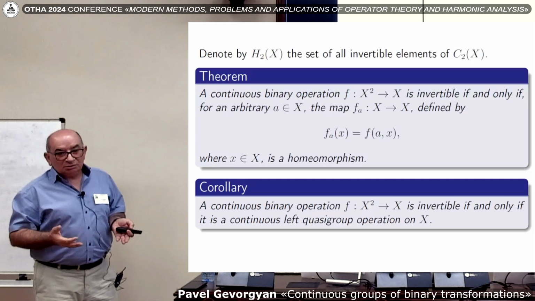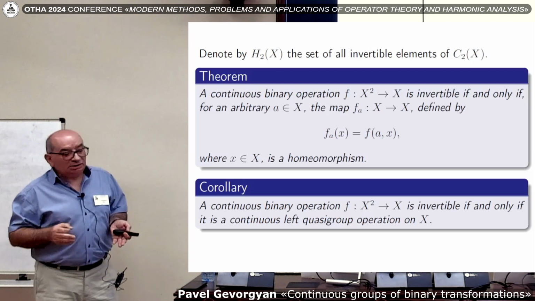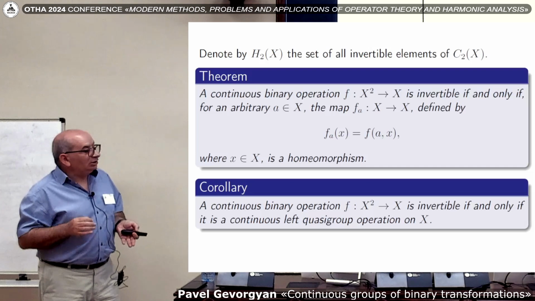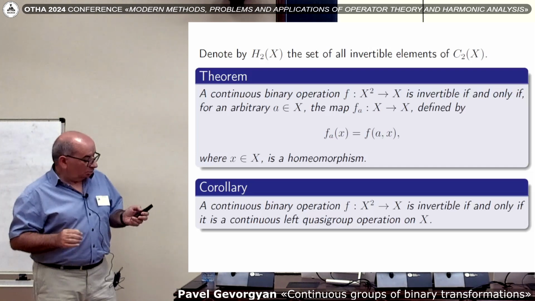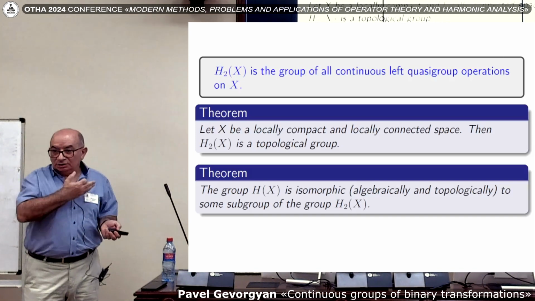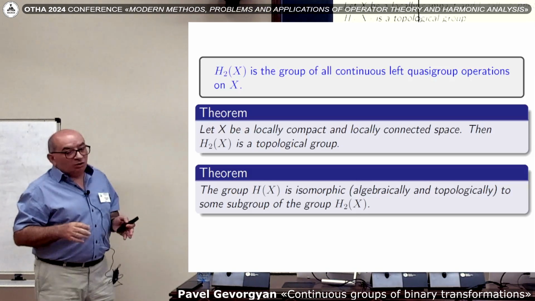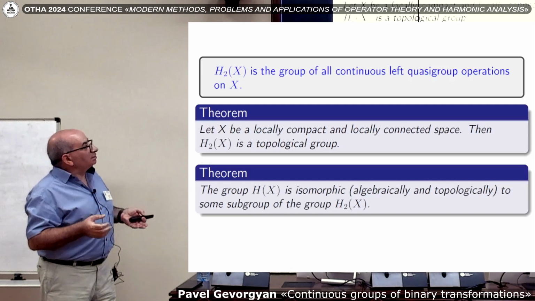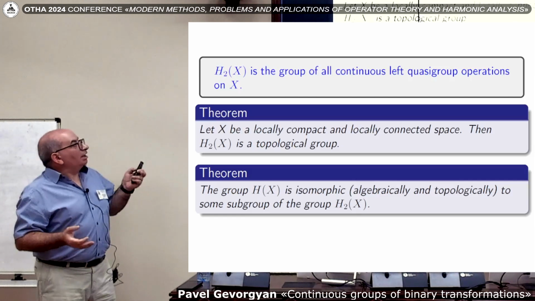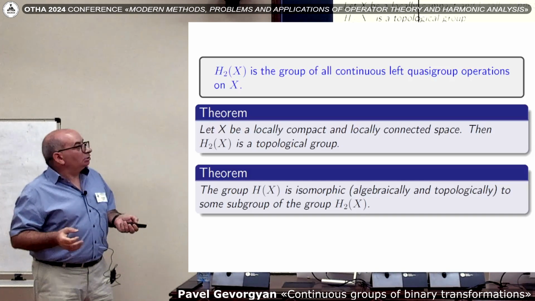And using this theorem, we can prove an important result: a continuous binary operation f from X squared to X is invertible if and only if it is a continuous left quasi-group operation on X. So, according to the previous assertion, we can say that H sub 2 of X is the group of all continuous left quasi-group operations on X. This group in general is not a topological group, but when X is a locally compact and locally connected space, then H sub 2 of X is a topological group.